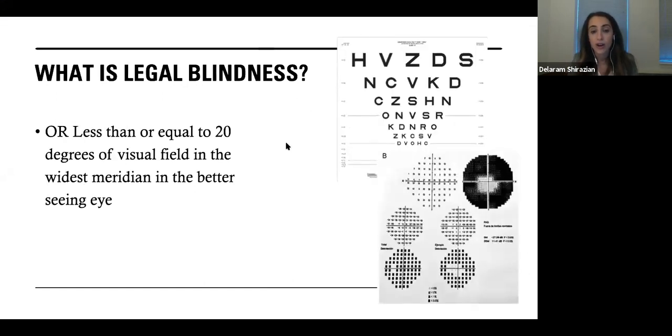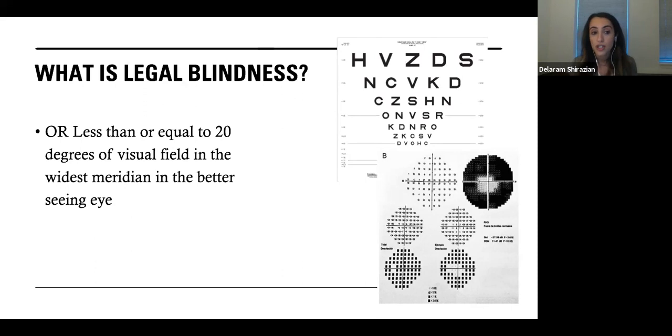Legal blindness can also be based on your visual field. So there are certain conditions, glaucoma being one of them, other retinal conditions like retinitis pigmentosa, that may severely impact your side vision or your peripheral vision before it impacts your central vision, or may not impact your central vision. So there is also a definition of legal blindness based on your visual field.